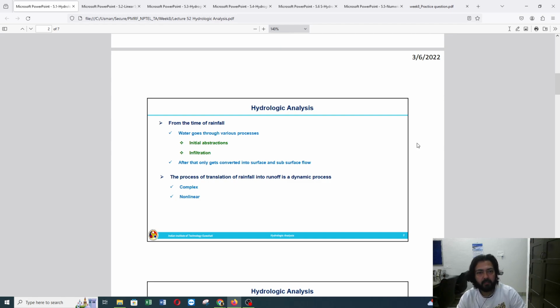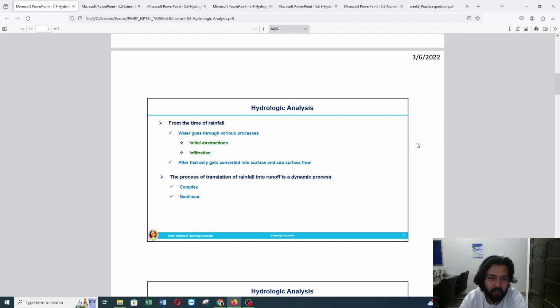So let us start with the very basics of what we have covered so far. We have covered atmospheric water, subsurface water, and also surface water, right? So we know that whenever rainfall falls onto a surface, there are processes it has to go through before we actually get the runoff.